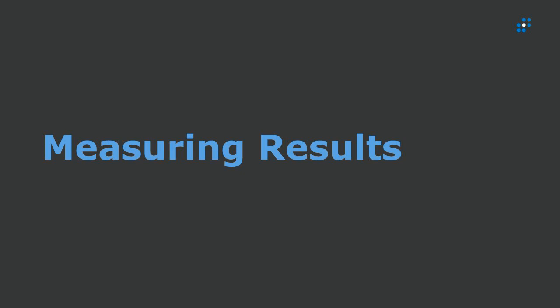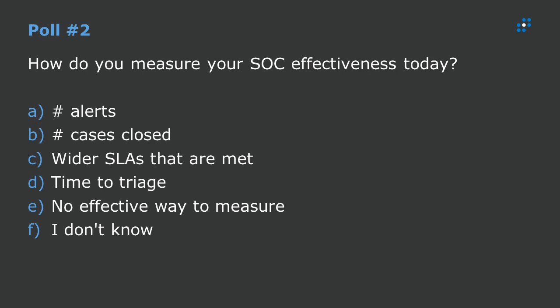That brings us on to our second poll. And this is really around how do you measure your SOC effectiveness today? Do you do it based on the count of alerts, the count of cases that are closed, perhaps on some wider SLAs that you've established that are being met or not? Do you measure the time to triage? Have you got no effective way to measure, or perhaps you don't know? So again, I'll give a few minutes to answer the poll while I move on to the next couple of slides, and then we'll come back to it in a second.